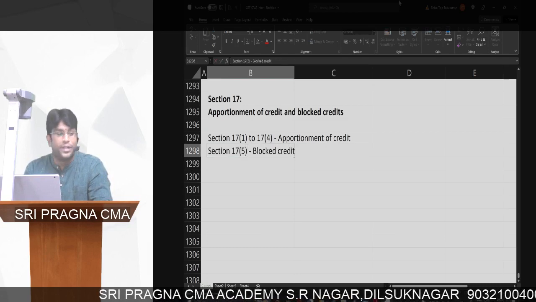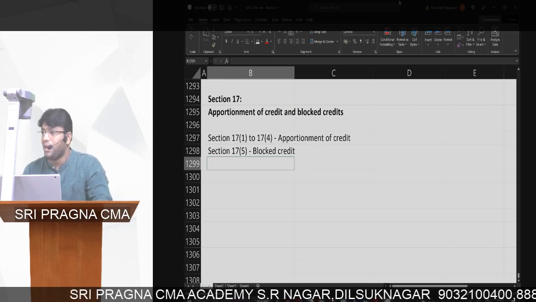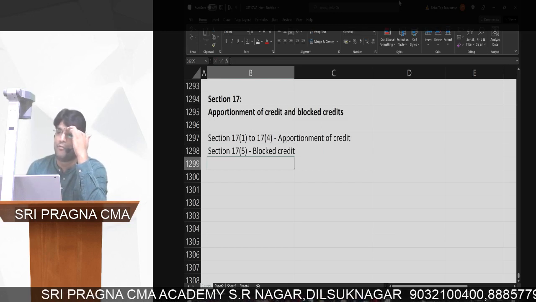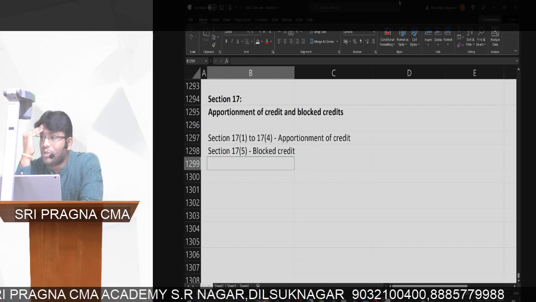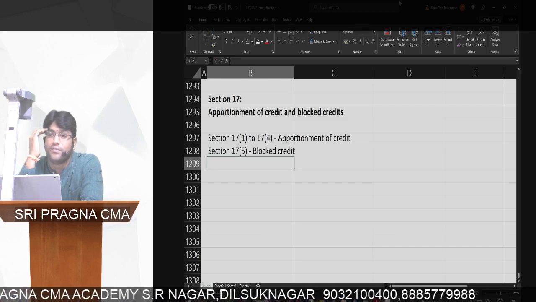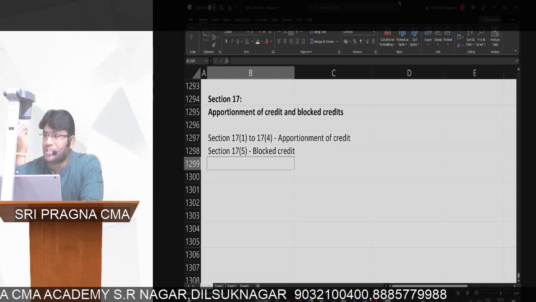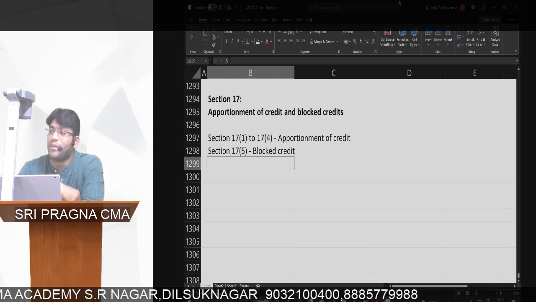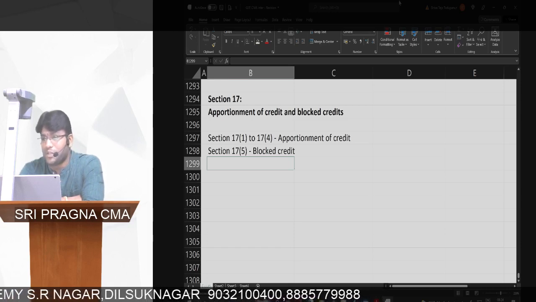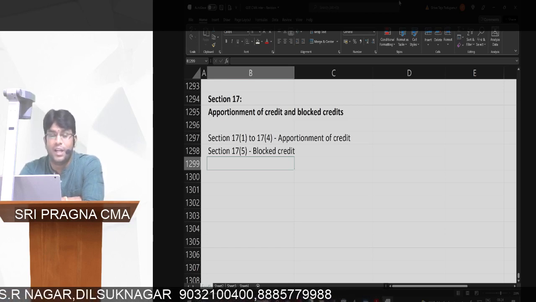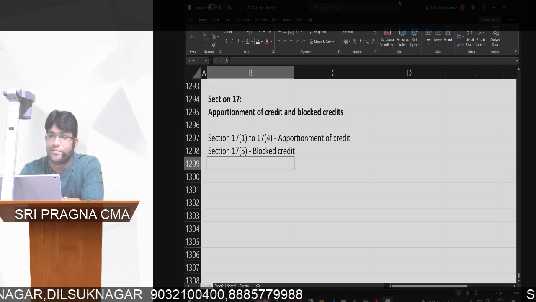I am sure you guys know very clearly that block credit is very important, and every time it comes in the exam for sure, because the name itself says block credit. We are talking about those cases where credit is blocked. Exactly. Some interesting concepts are there, starting from 17.5 clause A to 17.5 clause I. Lots of special points are there which we need to understand and discuss in detail.